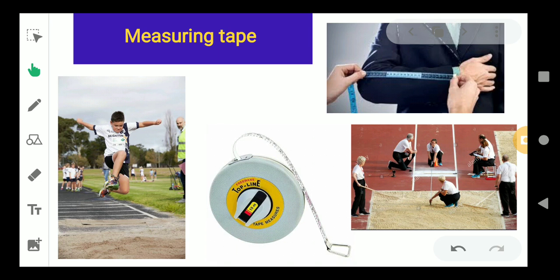But tailors will be having a measuring tape in order to measure the size of our body and all. Measuring tape is better than meter rod. See, in a long jump pit and high jump pit and all, which type of measurement is taken? Which instrument is used? Measuring tape. You can see the measuring tape is used to measure the distance in case of long jump, standing jump, etc.